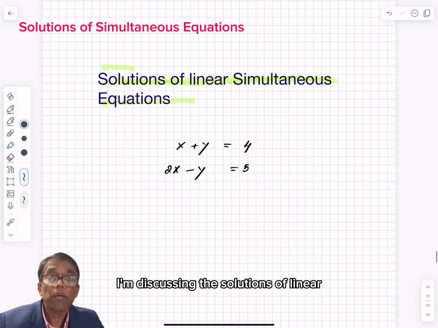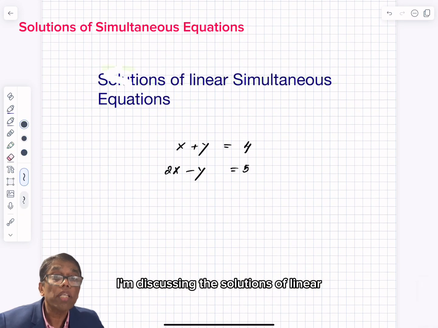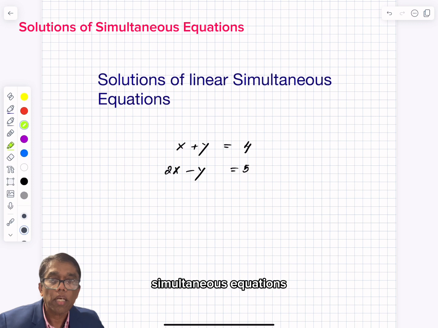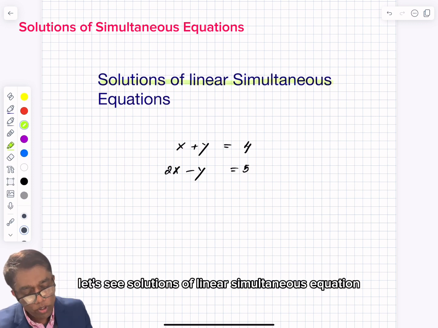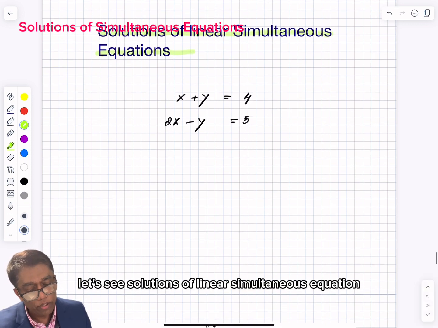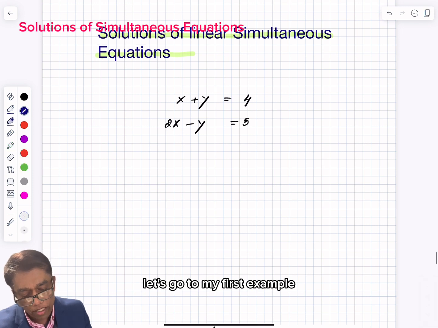Hi all. Today I am discussing the solutions of linear simultaneous equations. Let's see the solutions of linear simultaneous equations. Let's go to my first example.